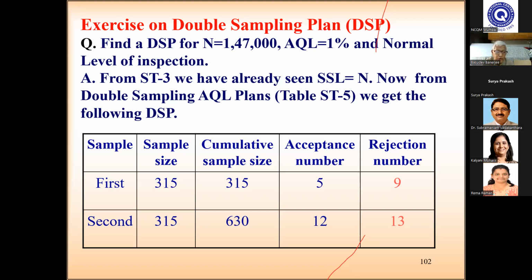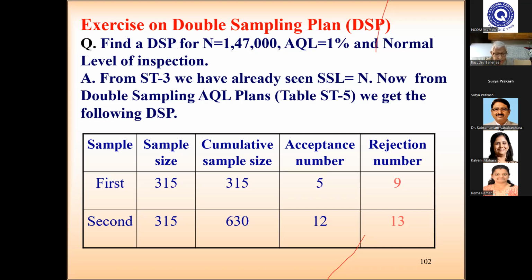From a lot of 1,47,000, you first take a sample of size 315 and inspect them. If the number of defectives is 0, 1, 2, 3, 4, up to 5, accept the lot. If the number of defectives is 9 and above, straight away reject the lot. You need not go to the second sample. On the other hand, if the number of defectives is 6, 7 or 8, between these two, draw a second sample of size 315.